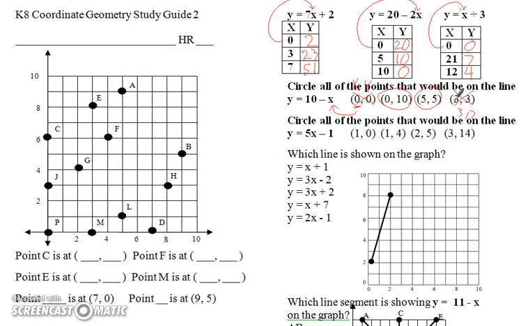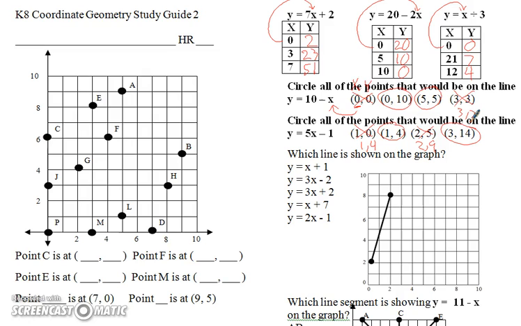Try the next one. 5x minus 1. Put a 1 in. 5 times 1 is 5, minus 1 is 4, so this should really be 1, 4, so it's not that one. And it is that one. Let's put a 2 in. 2 times 5 is 10. 10 minus 1 is 9, so it should be 2, 9. It's not that one. Try the 3. 3 times 5 is 15, minus 1 is 14, so that one does work. Try this point down here.